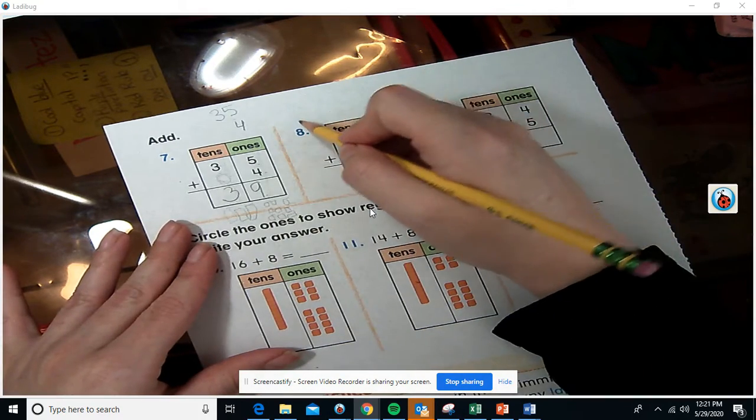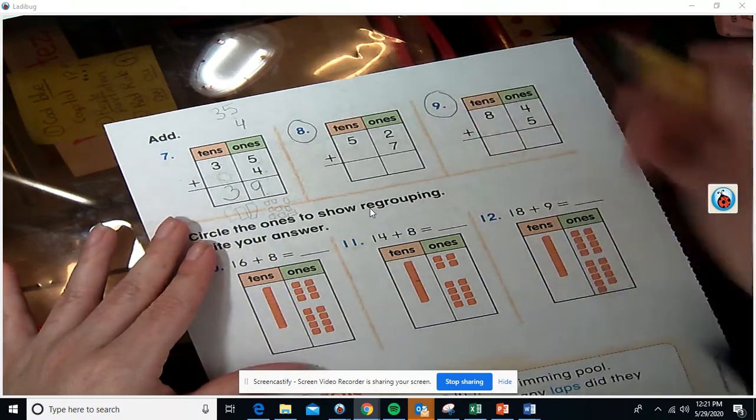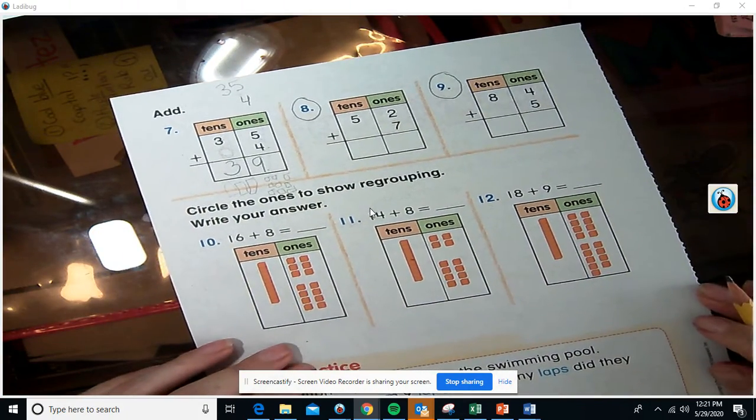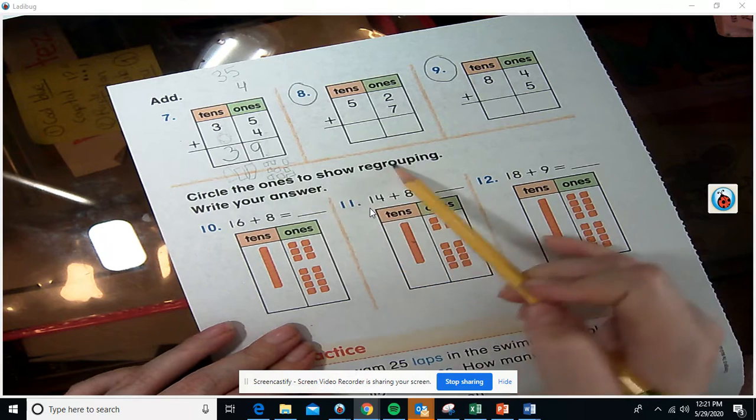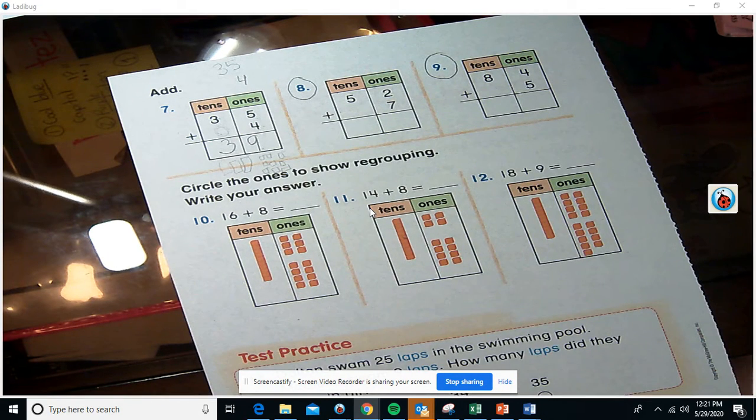So I want you to circle 8 and 9. You're going to do those on your own. Then the last ones we have are regrouping, which is the last skill that we were practicing.